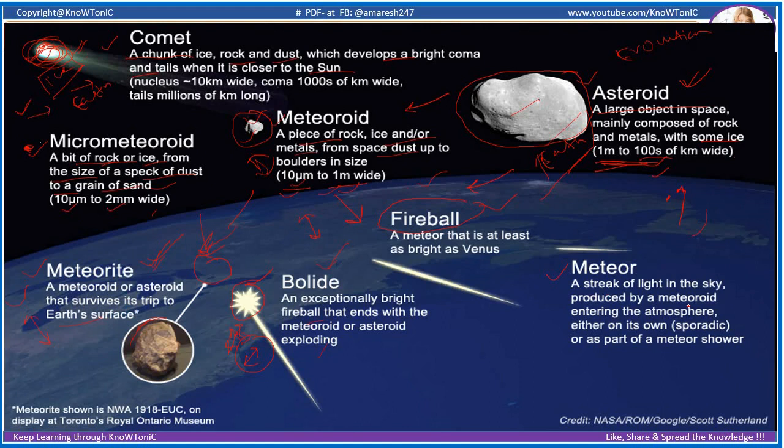A meteor is the streak of light in the sky produced by a meteoroid entering the atmosphere, either on its own or as part of a meteor shower. Small meteoroids, like 10 micrometers to 1 meter, when they enter the Earth's atmosphere, start sparkling and vanishing in the atmosphere, and they produce a shower like rain of bright lights. So this is the meteoritic impact on the Earth's surface. We often say Earth can sustain meteoritic impact, but Earth cannot sustain asteroidic impact because of its large size. So it is always advisable to divert the direction of asteroids which are coming towards the Earth. So this is all about today.